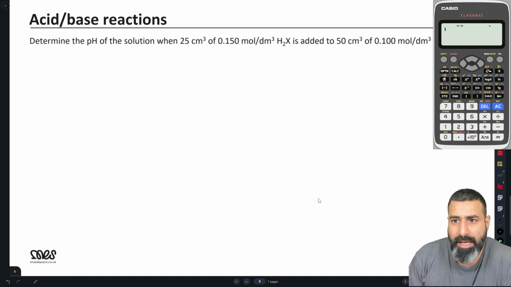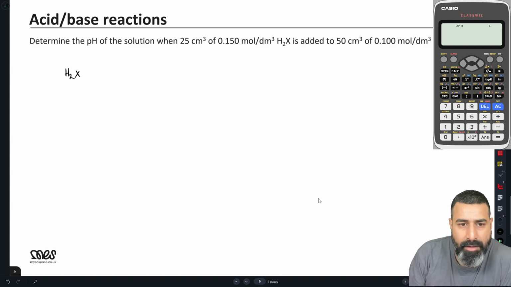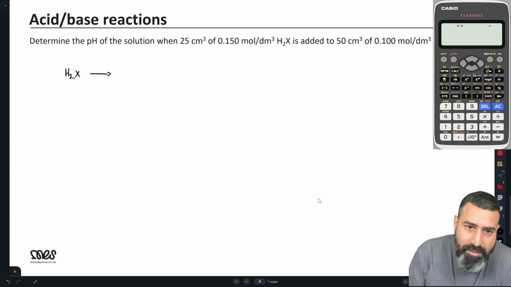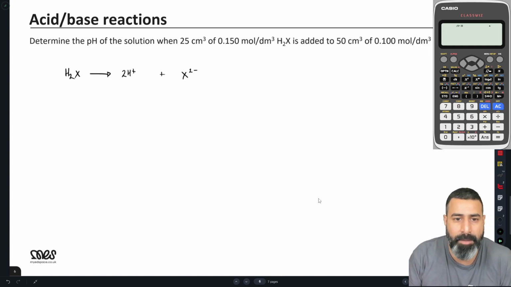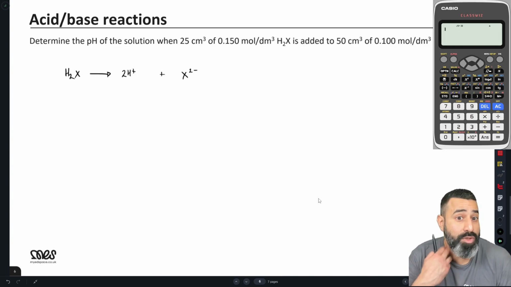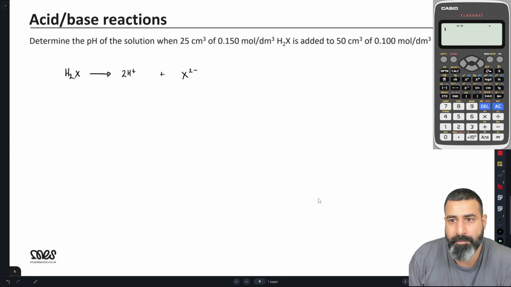If I just had, we'll do it in 2 steps, okay? If I just had H2X, then what I'm thinking is if the H2X fully ionizes, I'm going to get 2 protons and 1 mole of X2 minus ions, if it's a strong acid. So, I'm going to show you 2 things here. One, just determining the pH of the strong acid when it's diprotic or dibasic, and then we'll look at the question where we're mixing the 2 together.